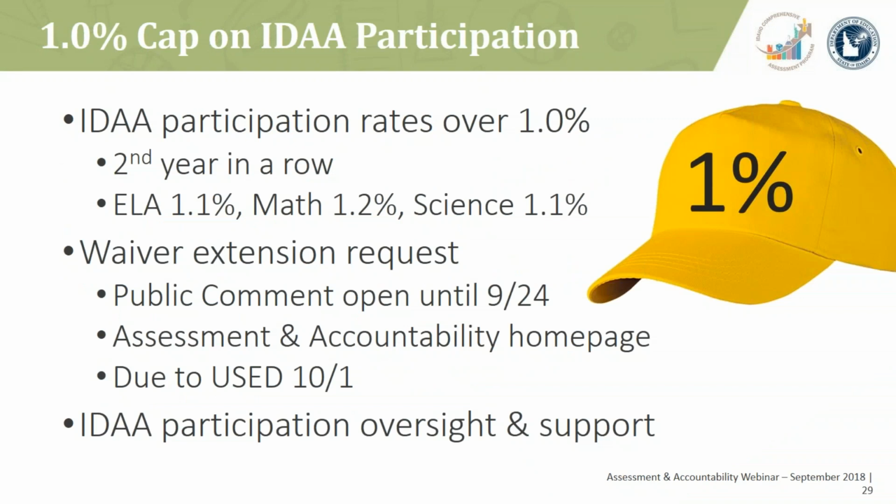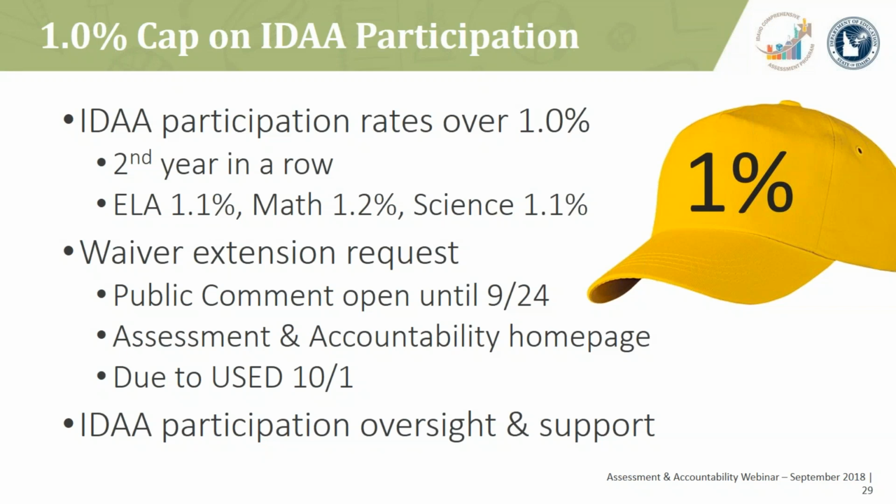A few words about the 1% cap on alternate assessment participation. Our rates are over 1.0% for the second year in a row. You can see them here. ELA participation was 1.1%. Last year was 1.2, so we've gone down. Woohoo! Math was 1.2. When we talk just to the 10th place, there's no change, but that went down about 4/100. So we went from 1.19 to 1.15. Little progress. Science went down from 1.2, and last year was 1.1. Woohoo! So we are submitting a waiver extension request because we are over again.